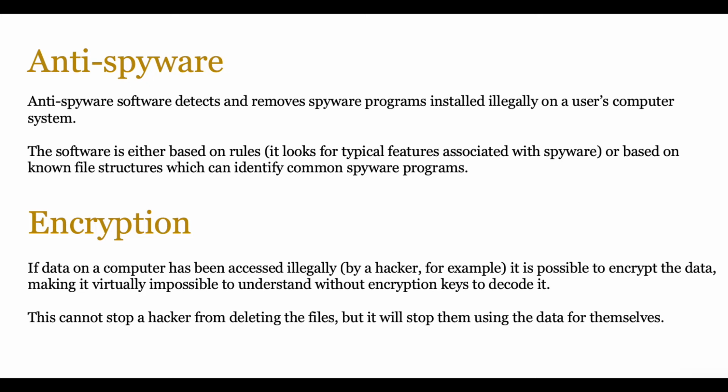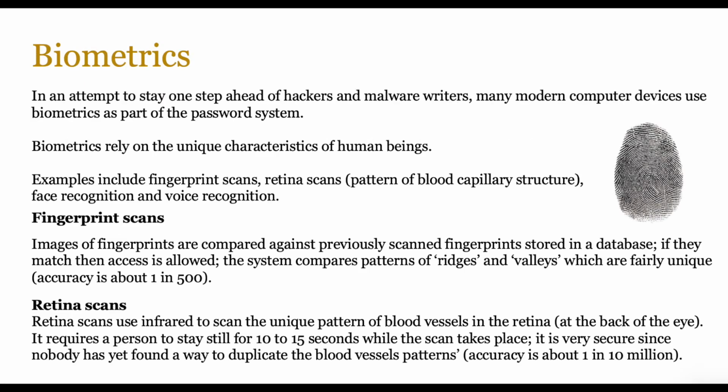Encryption is the next thing. If data on a computer has been accessed illegally by a hacker, for example, it is possible to encrypt the data in the first place, making it virtually impossible to understand without encryption keys to decode it. And this cannot stop a hacker from deleting the files, but it will stop them from using the data for themselves. So it's an essential part of data security to have encryption a part of your tool set.